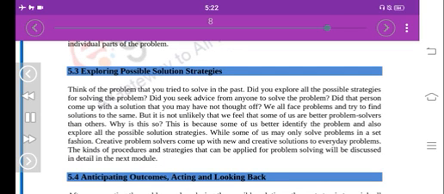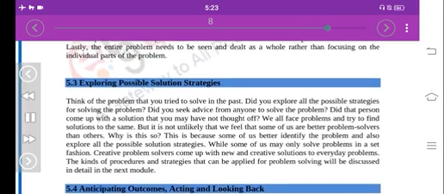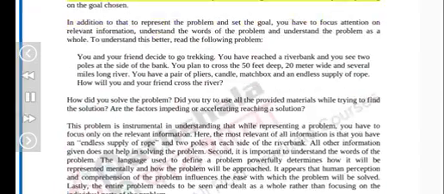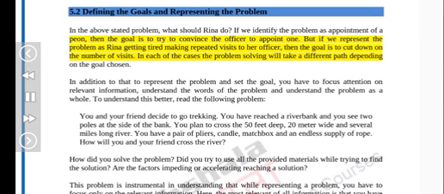5.2 Defining the goals and representing the problem. In the above stated problem, what should Rena do? If we identify the problem as appointment of a peon, then the goal is to try to convince the officer to appoint one. But if we represent the problem as Rena getting tired making repeated visits to her officer, then the goal is to cut down on the number of visits. In each of the cases the problem solving will take a different path depending on the goal chosen.